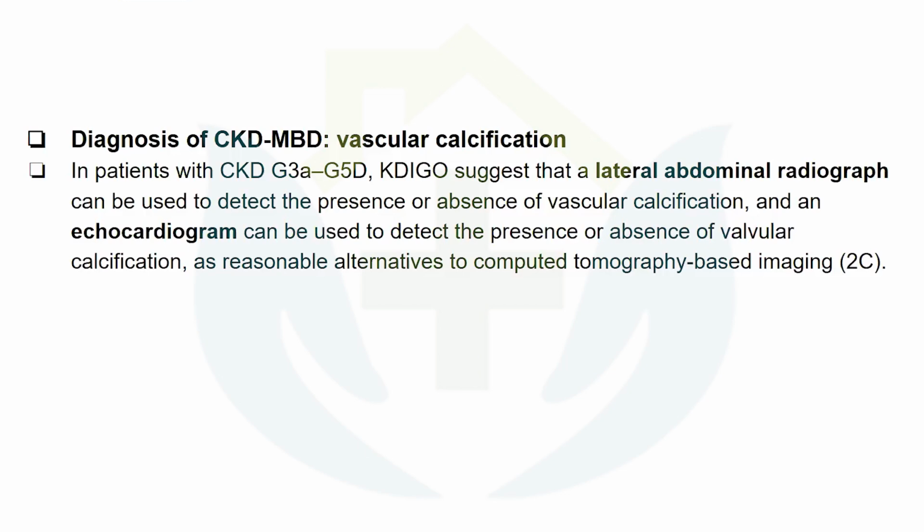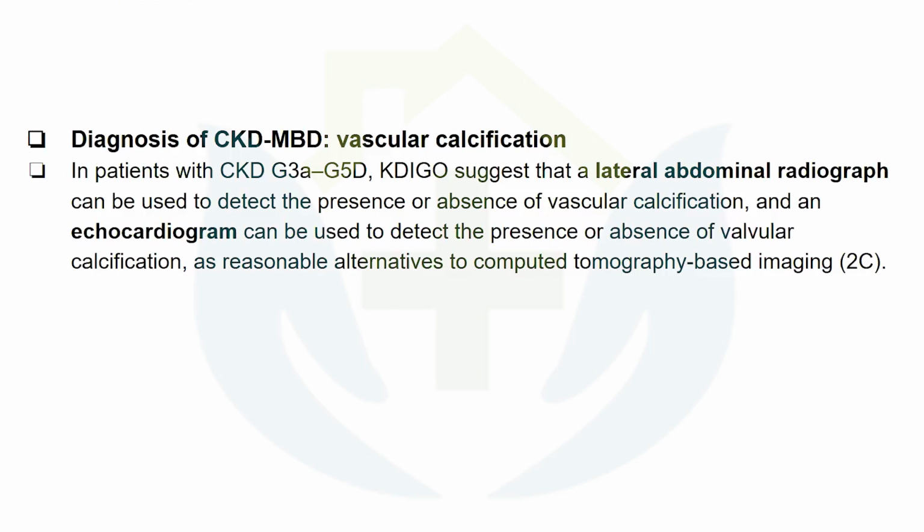So to summarize, we have to assess biochemical parameters, calcium, phosphorus, alkaline phosphatase, and parathyroid hormone levels, at the time of diagnosis of CKD from GFR of less than 60 onwards. And serially, we have to monitor these levels to decide on the treatment options.